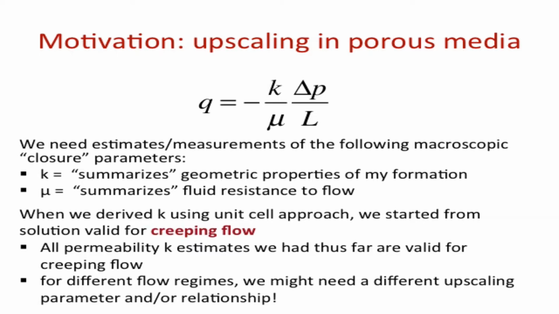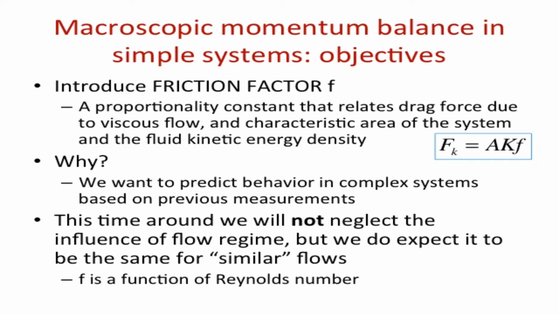So whatever permeability estimates we have done so far, they're all for creeping flow. So they're all for actual formation where you have rather tight pore spaces that make the flow rather slow. And now I would like to move on to different flow regimes, and we might need different relationships for those flow regimes. So we will introduce a friction factor.